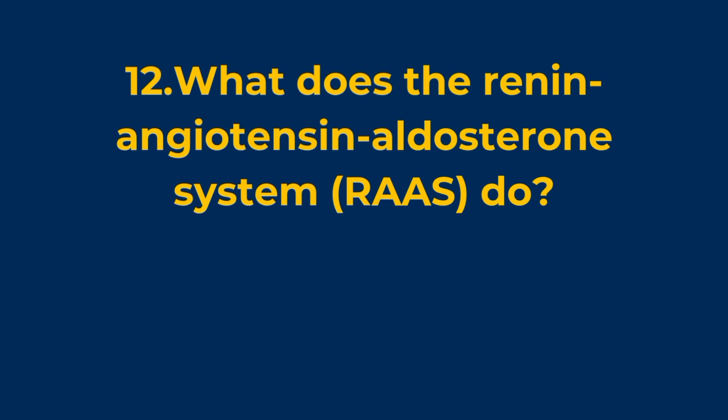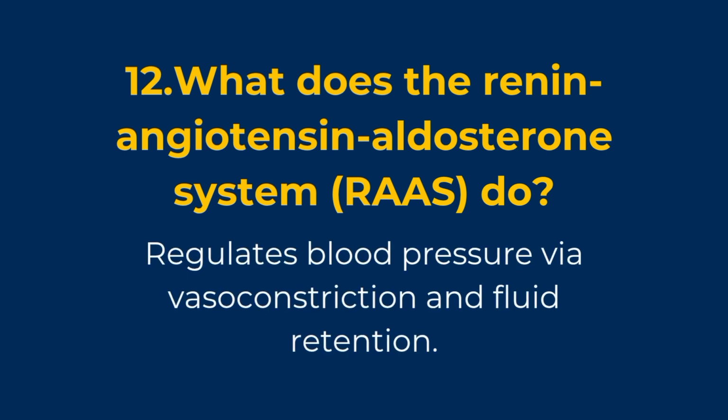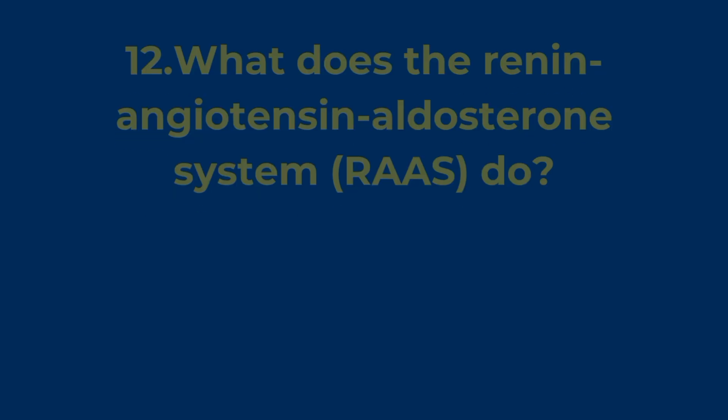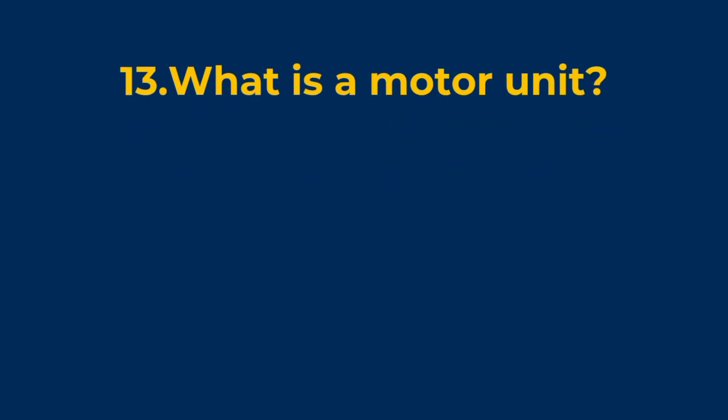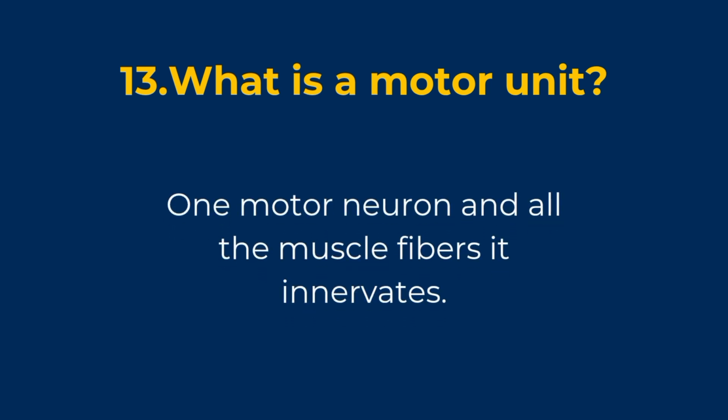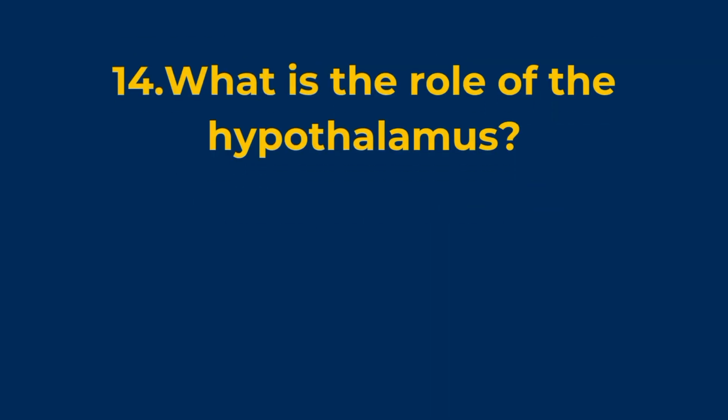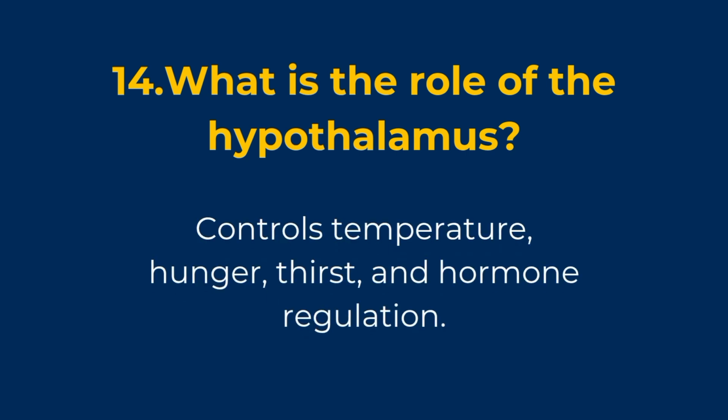12. What does the renin-angiotensin-aldosterone system, RAAS, do? Regulates blood pressure via vasoconstriction and fluid retention. 13. What is a motor unit? One motor neuron and all the muscle fibers it innervates. 14. What is the role of the hypothalamus? Controls temperature, hunger, thirst, and hormone regulation.